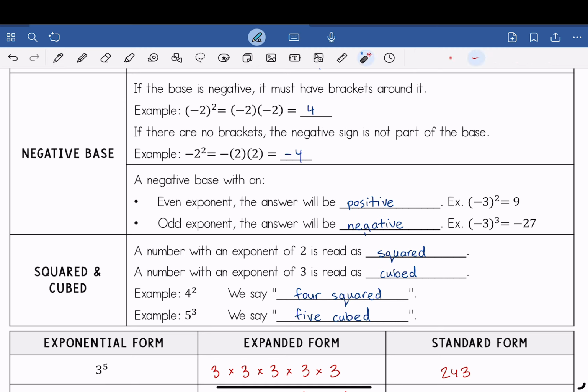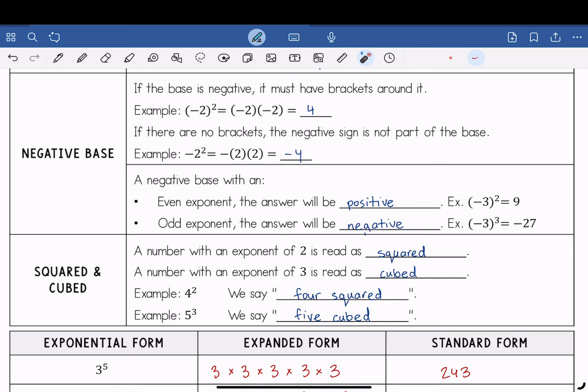A negative base with an even exponent, the answer will be positive. For example, negative 3 to the power of 2 is positive 9. And if the exponent is an odd number, then the answer will be negative. So in here, in the base, we still have the same base, negative 3, but the exponent is an odd number. Therefore, the answer is negative 27.